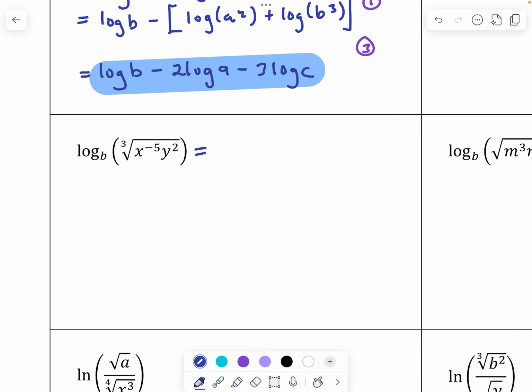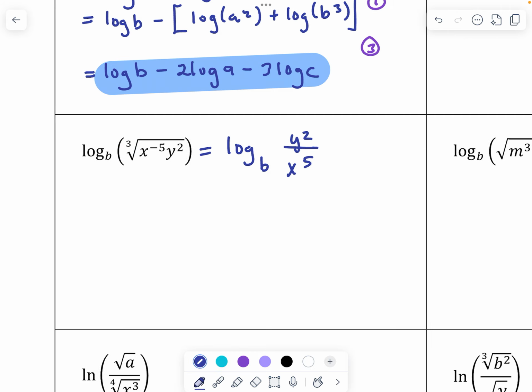Here we go. Let's play around, right? We're going to play around with the exponents first before I apply any of the properties. So first things first, I have this x to the negative fifth right there. So I'm going to write that as y squared over x to the fifth. And then I have this cube root right here. As an exponent, that's going to be to the 1/3 power.